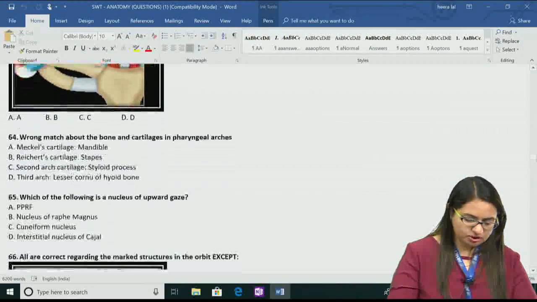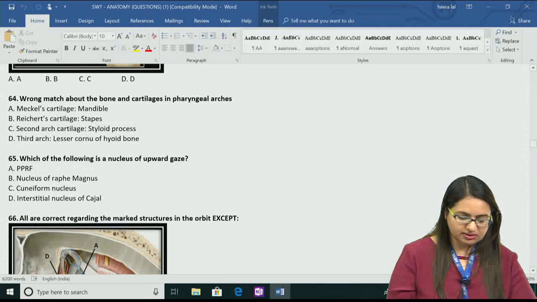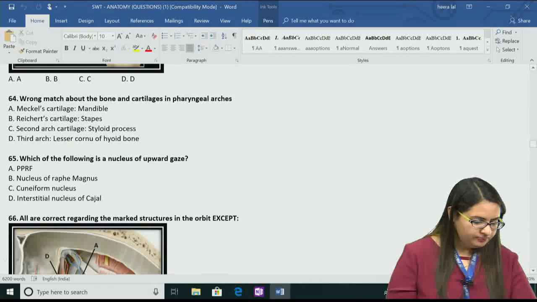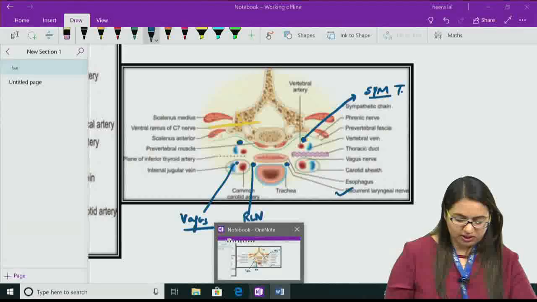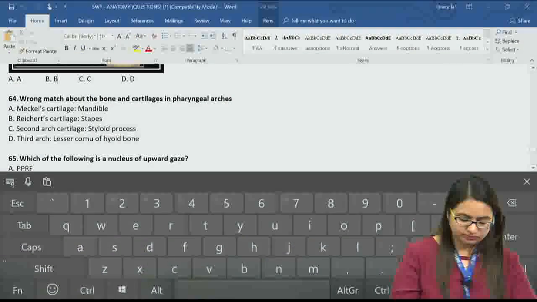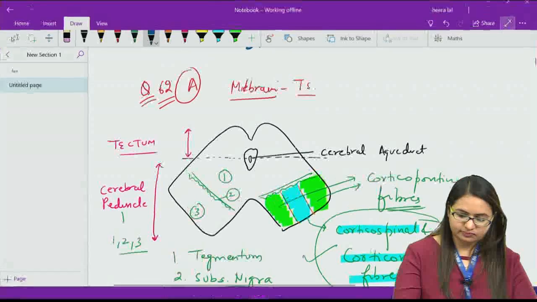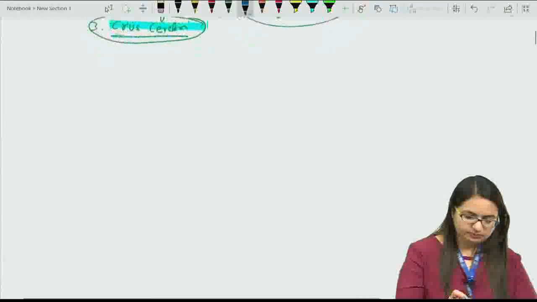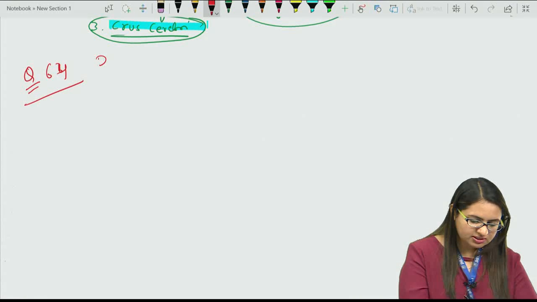Now the next question is question number 64. We have to match the wrong option which is in this. The answer for this question is D, that is 64 question. Now the various derivatives from the arch. The question number 64, the answer is D.